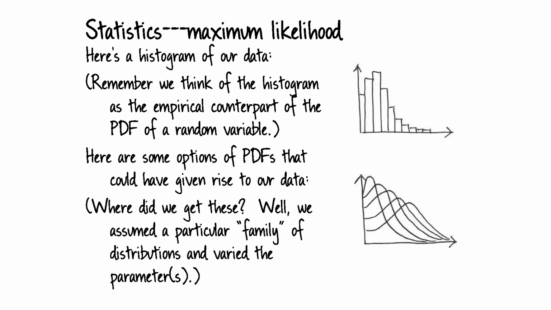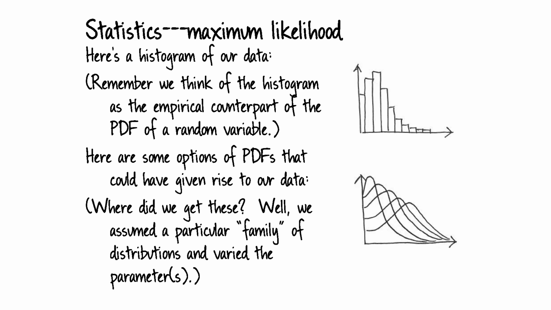On the other side, you can think of taking this family of distributions that we're assuming our random sample has come from, and varying the parameter or parameters in that family of distributions. And we get all kinds of different possibilities here. And presumably we get a continuum of possibilities. I've drawn 5 different possibilities here, but we have an infinite number of possibilities as we vary the parameter or parameters of these distributions. Okay? So where did we get these? Well, as I said, we're assuming a particular family and then just varying the parameters.